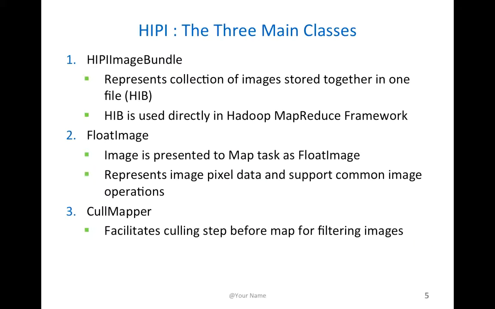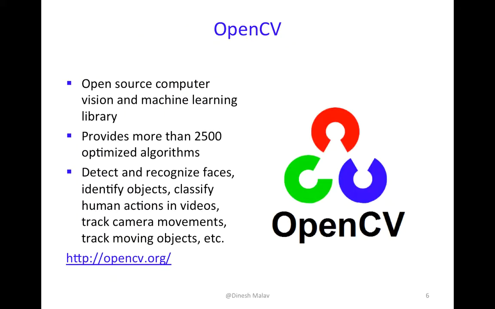HIPI has three main classes: a HIPI image bundle, which represents collection of images stored together in one file. This file is used directly on Hadoop MapReduce framework. The float image class is a representation of an image. It represents image pixel data and supports common image operations like cropping, resizing, scaling. Cull Mapper class facilitates culling step before map for filtering images.